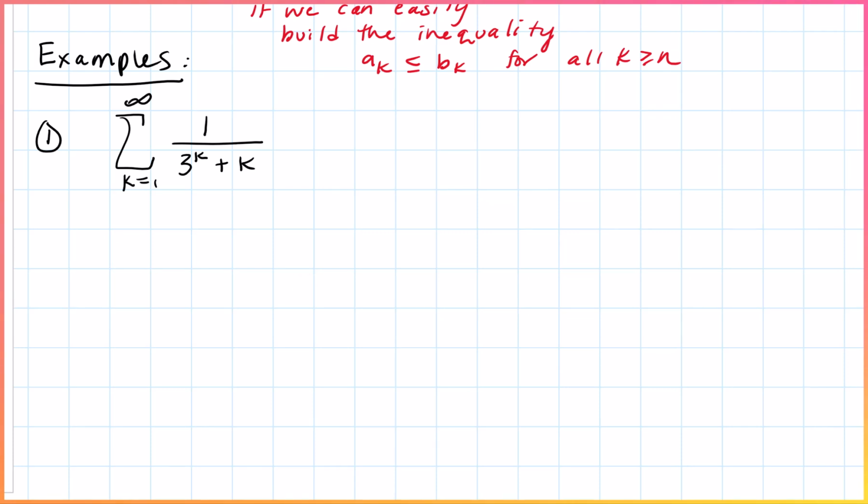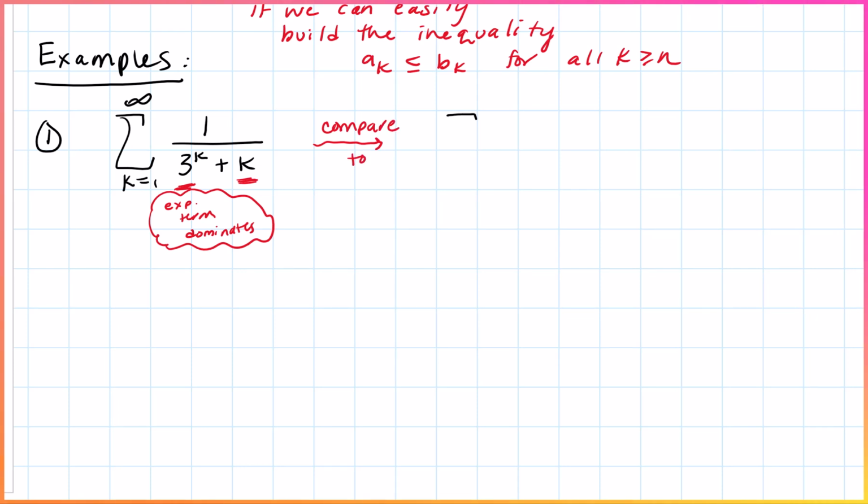So I'm looking at this, I've got 1 over 3 to the k plus k. So I'm looking at that denominator. Obviously, the numerator is just that constant 1. But in the denominator, I've got an exponential term, 3 to the k, and a linear term. So this exponential term is going to dominate. This is what I'm thinking. This exponential term dominates. It gets much larger than the k term. So this exponential term is going to dominate the denominator. So that's giving me an idea of what to compare to.